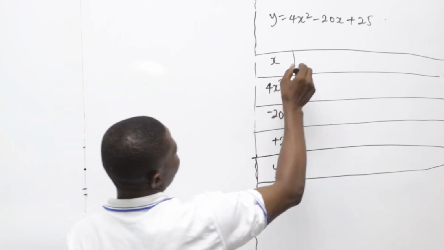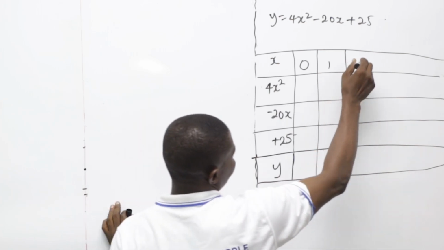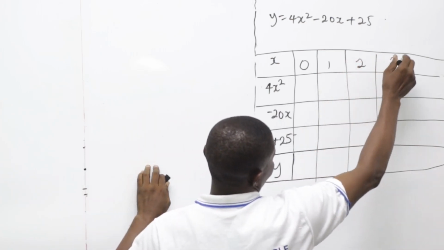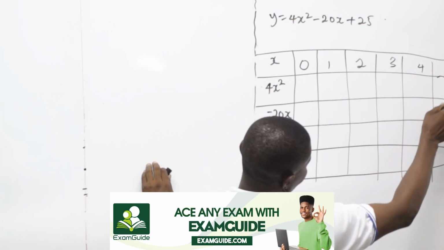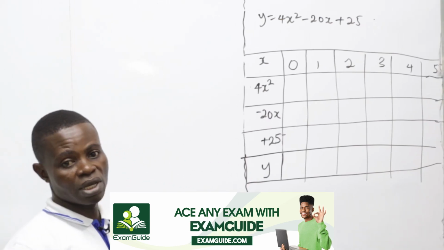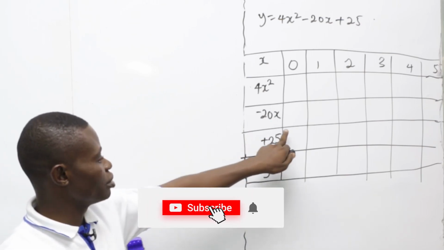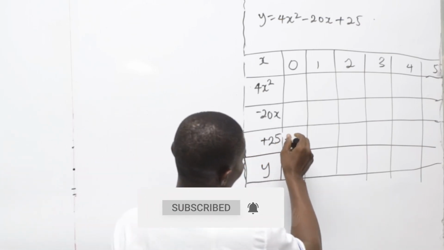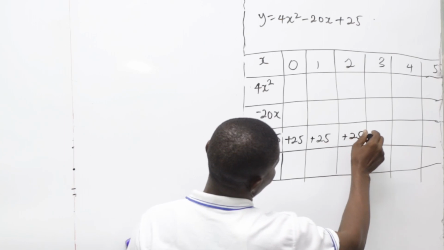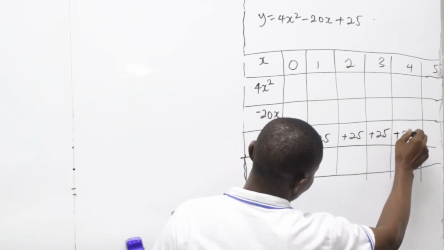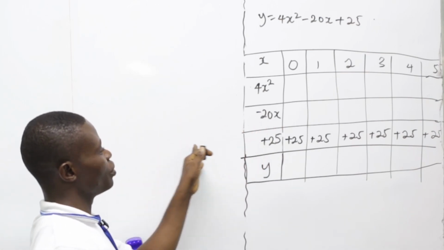So from here, we have 0, we have 1, we have 2, we have 3, we have 4, and finally 5. The good thing about this one is that the constant in the question, you write it all through. That is plus 25, plus 25, plus 25, plus 25, plus 25, plus 25. Okay? You have achieved that row.